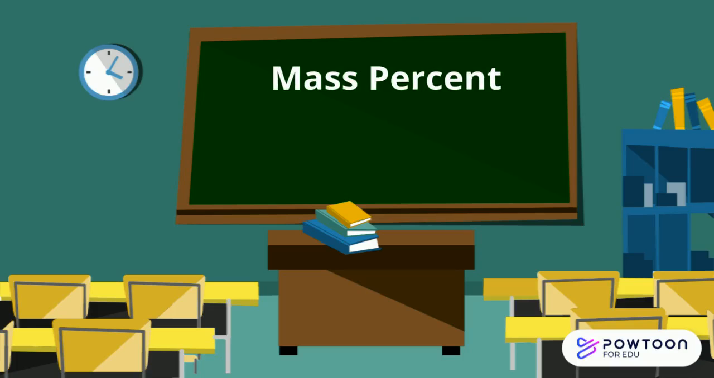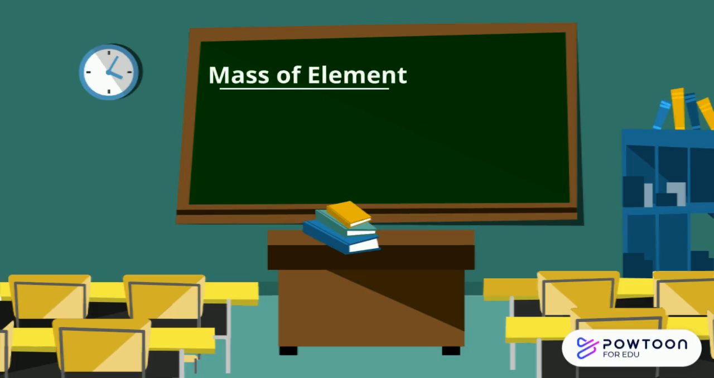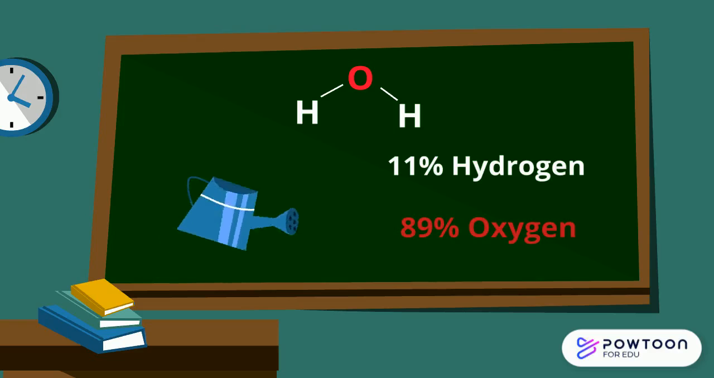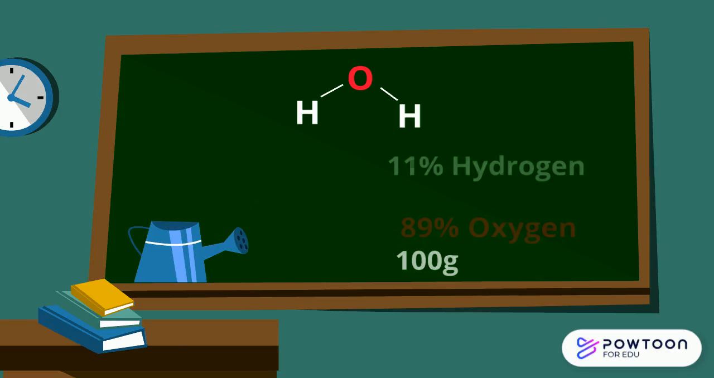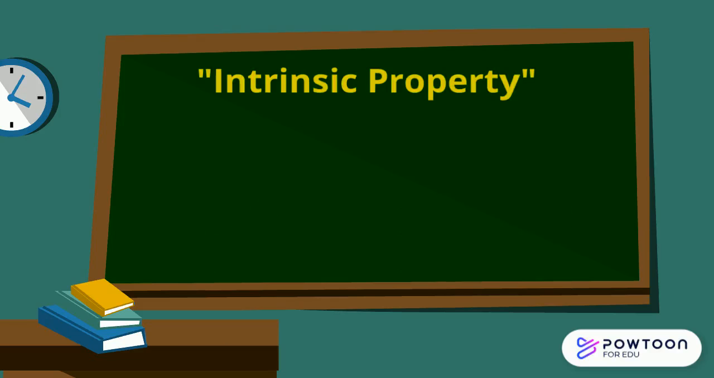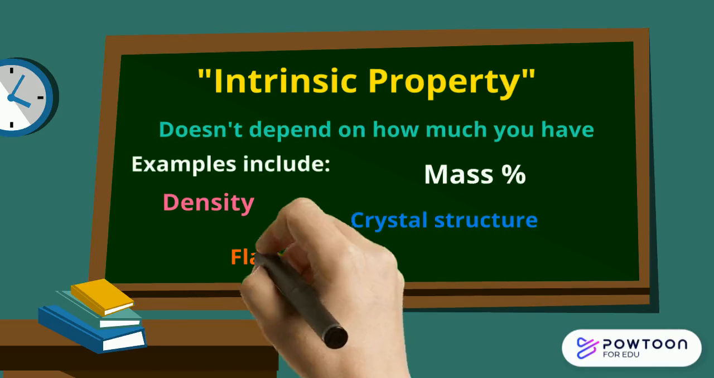So, what is meant by mass percent? As the name implies, it is the mass of one element as a percent of the total mass of the compound. Water is 11% hydrogen. This means that for every 100 grams of water, 11 grams is hydrogen and 89 grams is oxygen. Mass percent is an intrinsic property, which means it does not depend on quantity. You can have a pint glass or a swimming pool and water would still be 11% hydrogen.